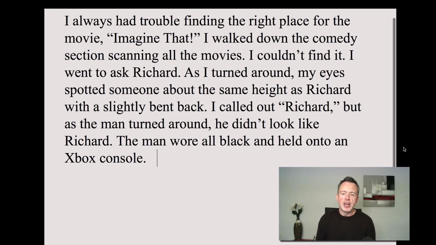She writes: I always had trouble finding the right place for the movie. Imagine that. I walked down the comedy section scanning all the movies. I couldn't find it. I went to ask Richard. As I turned around, my eyes spotted someone about the same height as Richard with a slightly bent back. I called out, Richard? But as the man turned around, he didn't look like Richard. The man wore all black and held onto an Xbox console.